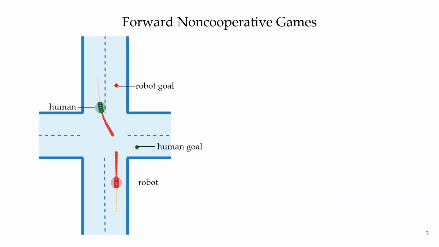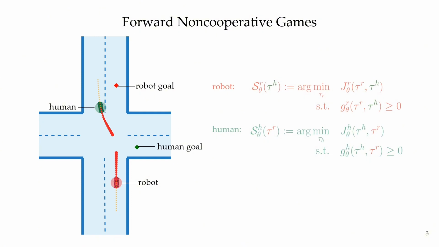Imagine a robot interacting with a human driver at an intersection, where they both wish to reach their own goal while remaining safe. Dynamic non-cooperative game theory naturally frames multi-agent decision-making as coupled optimization problems. In this framework, agents optimize their individual objectives while considering each other's future decisions and respecting constraints.